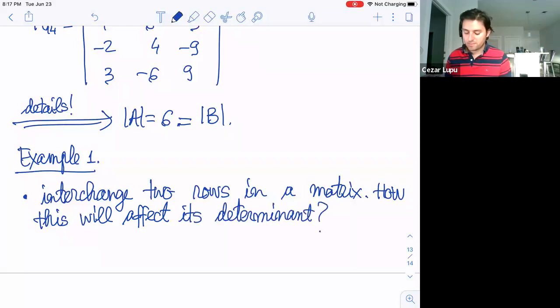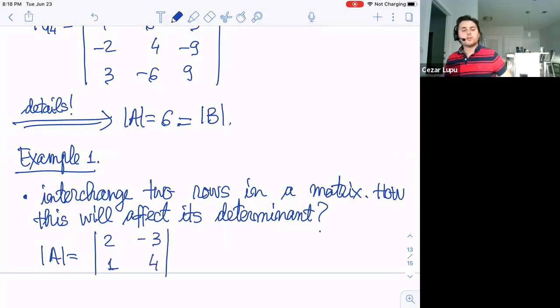That is the question. So I'm interchanging 2 rows in a matrix. I want to see what happens to the determinant. Okay, let me take this matrix A, and I want to compute. So it's, let's say, 2, -3, and 1 and 4. Okay, so this is the determinant of this. It's quite easy to see. That is what is 8 plus 3, which is 11.